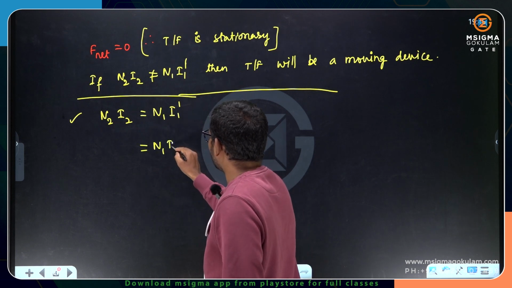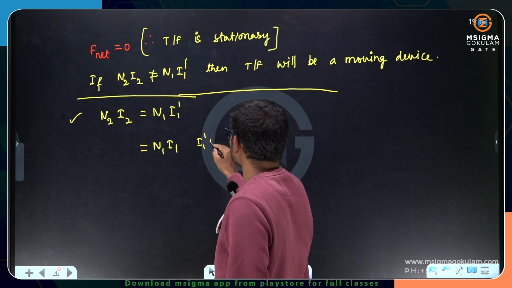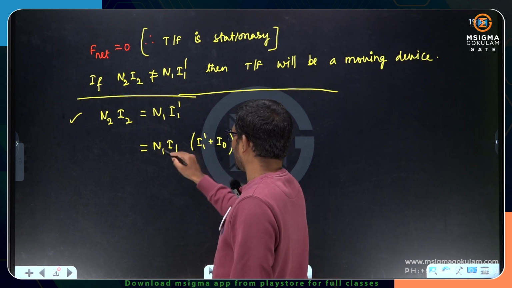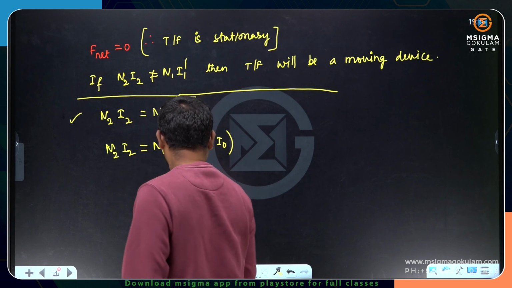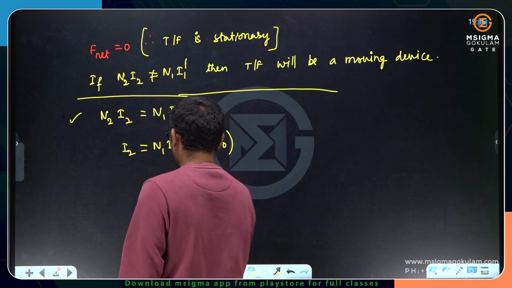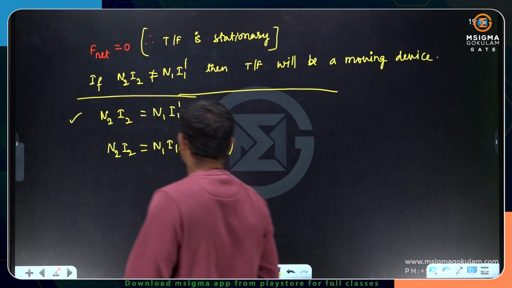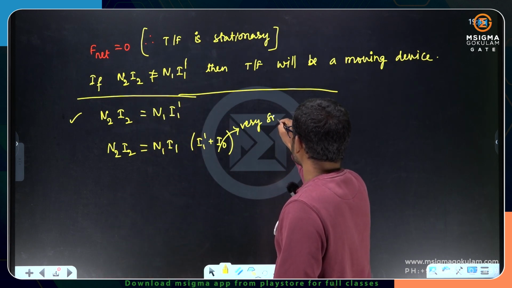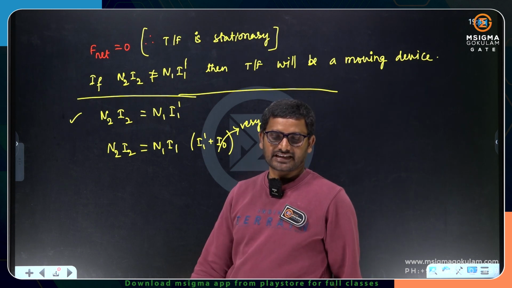So N1 I1 I am writing. I1 dash plus I naught is going to be I1. Even though I am adding it, it doesn't matter. It's very small, so it is negligible. Add it, no problem, negligible.